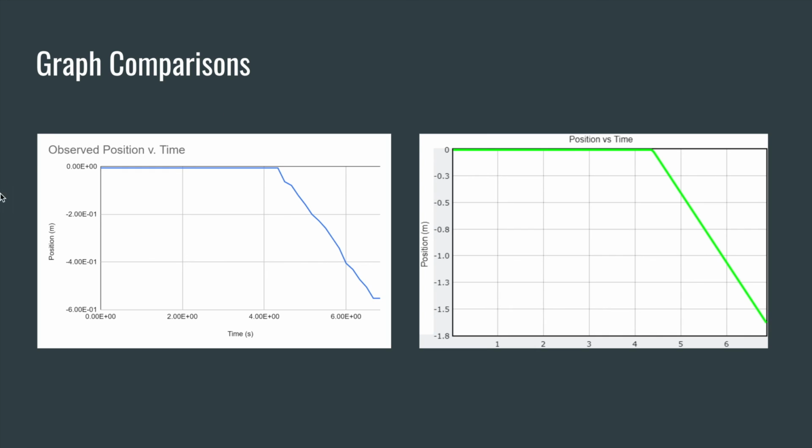And on the left is our observed positions from Tracker, and on the right is our graph from our GlowScript code. And as you can see, these graphs are very similar, almost the exact same. The only difference is that on the slope downwards on our observed position versus time, you can see there are just a couple of bumps that don't make the line straight, but we can just assume that these are from measuring error from taking in the positions on Tracker.